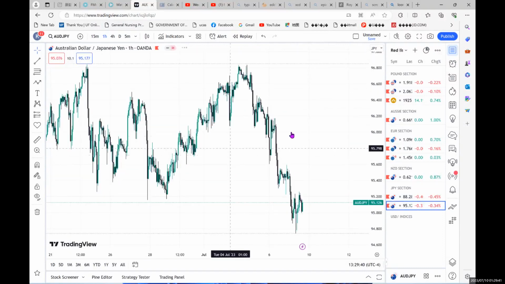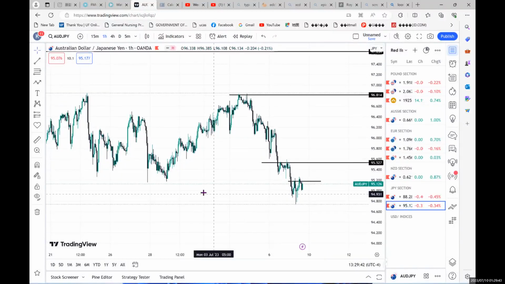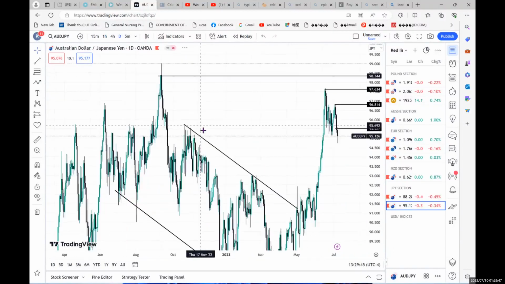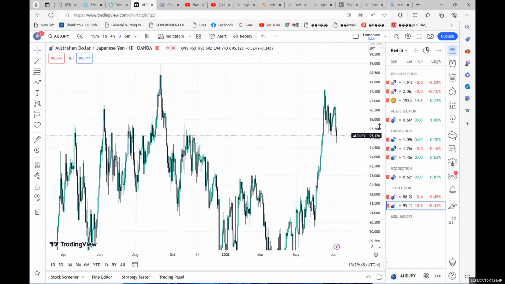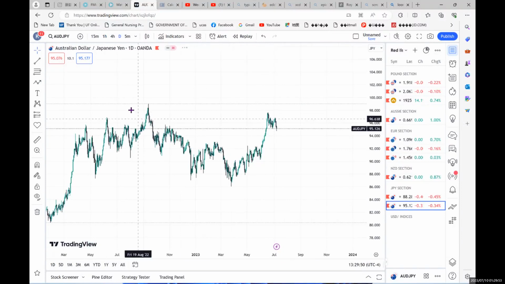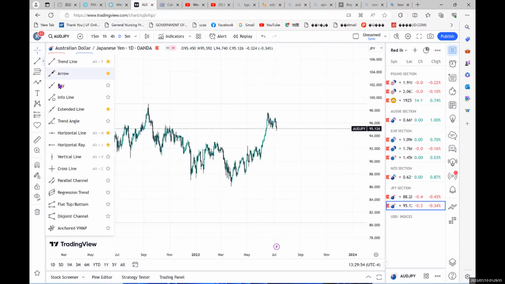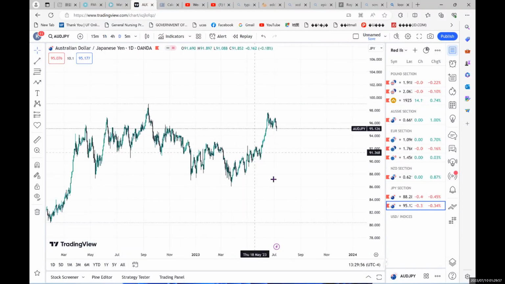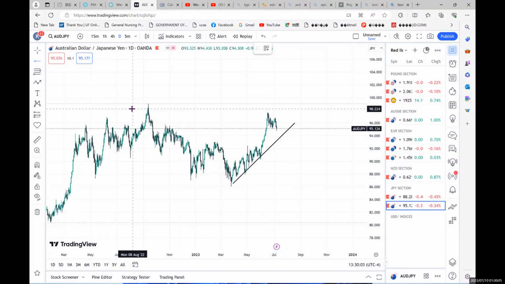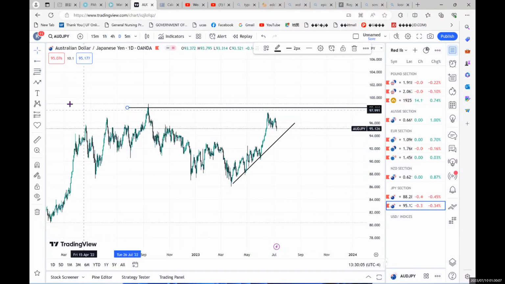Now for AUDJPY, almost the same scenario, I'm guessing. Let's clear this out. As you can see, on the daily, price is bullish. We're heading up, and we're almost into these extreme highs at the top here on the daily. This is the extreme low here.